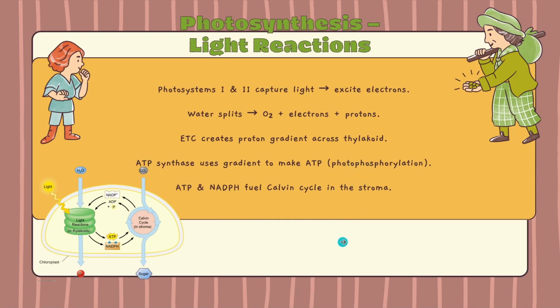Photosynthesis light reactions. During the light reactions, photosystems 1 and 2 capture sunlight energy, exciting electrons. Water molecules split, producing O2, electrons, and protons. Those electrons move through an electron transport chain, creating a proton gradient across the thylakoid membrane. Then ATP synthase uses that gradient to generate ATP. This process is called photophosphorylation. Both ATP and NADPH produced here go on to power the Calvin cycle in the stroma.